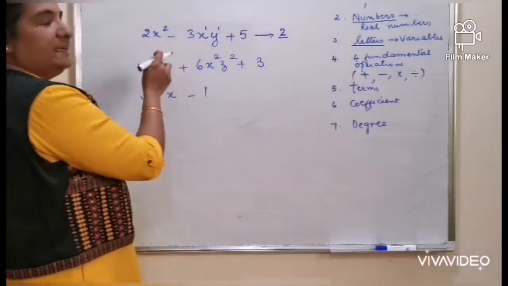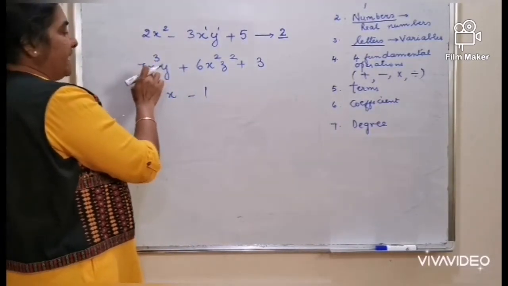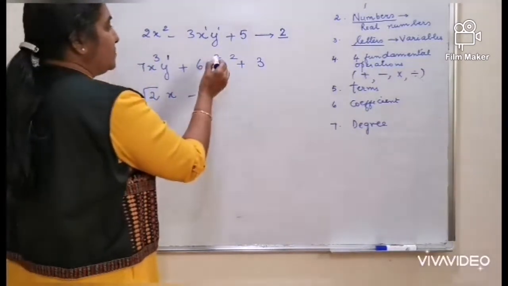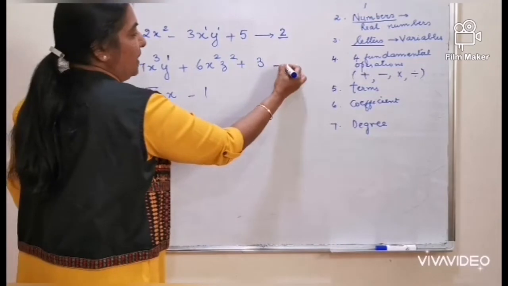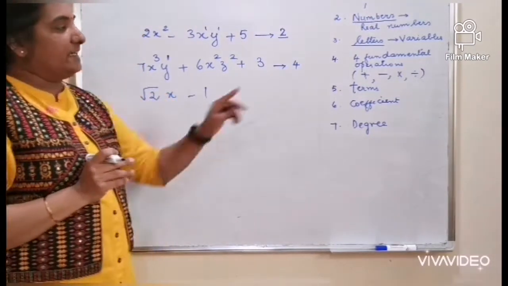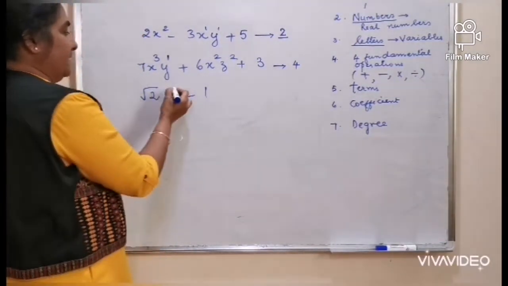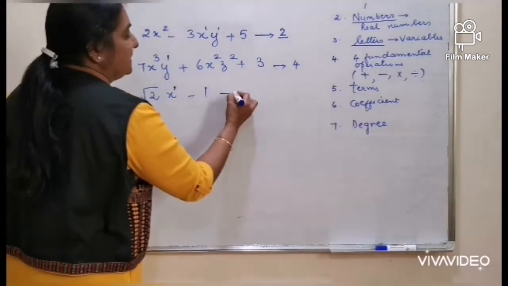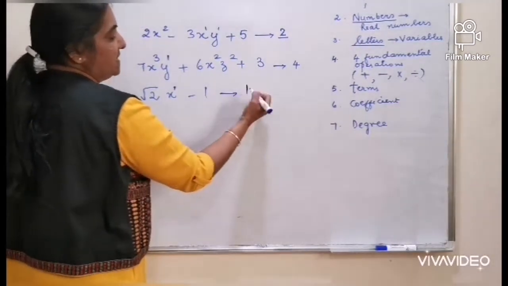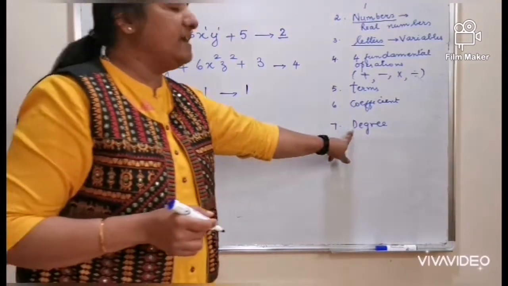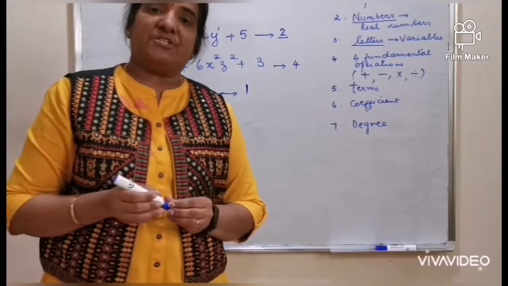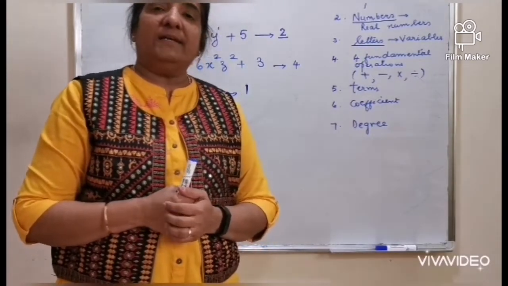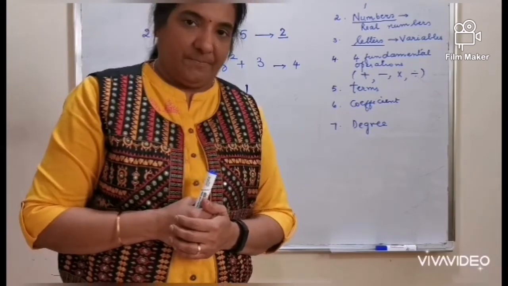Similarly, consider the second expression, with x cubed times y. So you have a total power of 4, 3 plus 1. The power is 4, or the degree is 4. Here you have only one variable. It has power 1, or the degree of this expression is 1. Thus, the degree of an algebraic expression is the highest power of the variables involved in the algebraic expression.